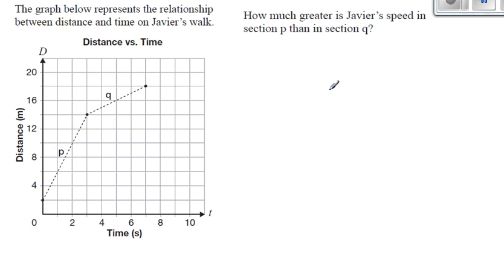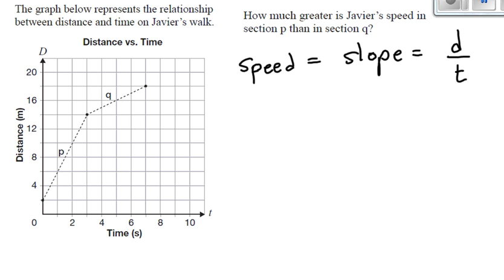The graph below represents the relationship between distance and time on Javier's walk. How much greater is Javier's speed in section P than in section Q? So remember, speed is your slope when you have a distance time graph. And you should know from science class that speed is distance over time. And if I rise and run, I'm comparing distance over time.